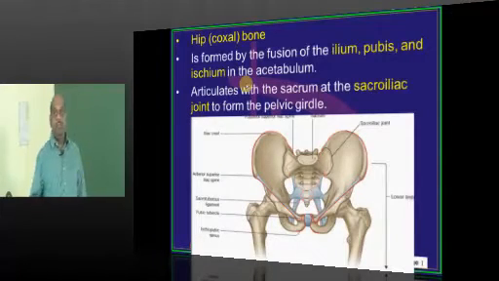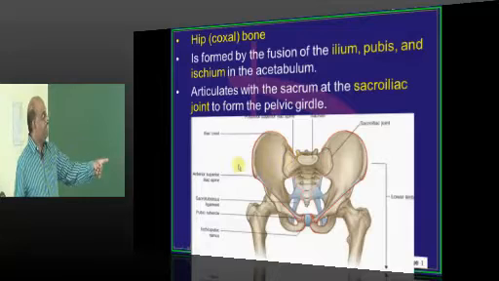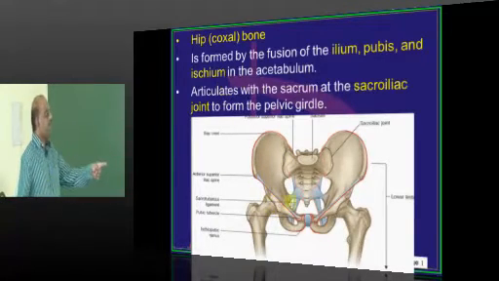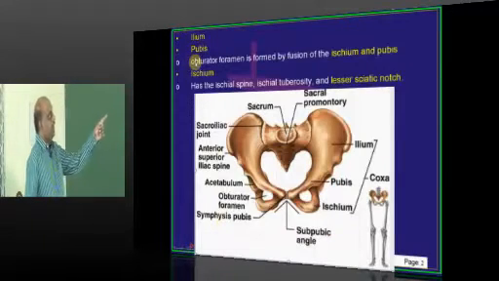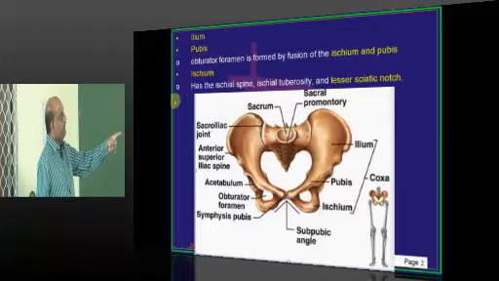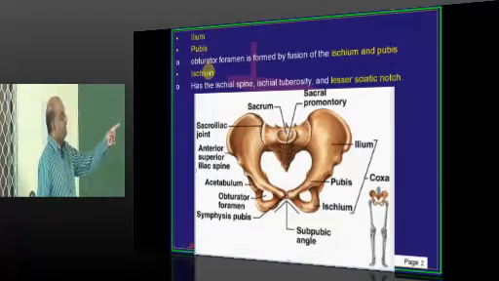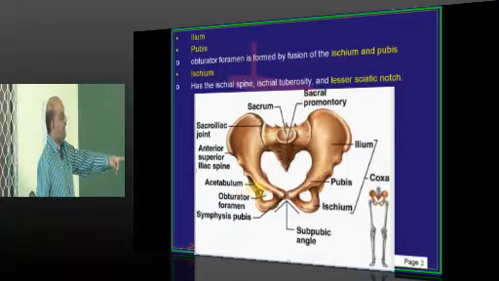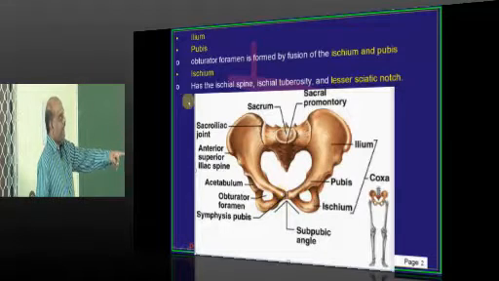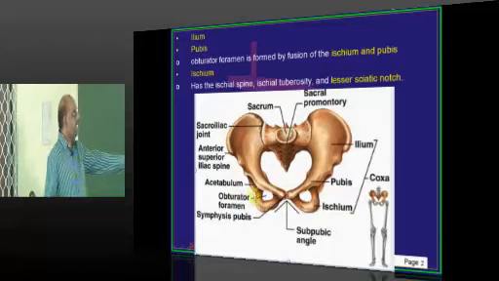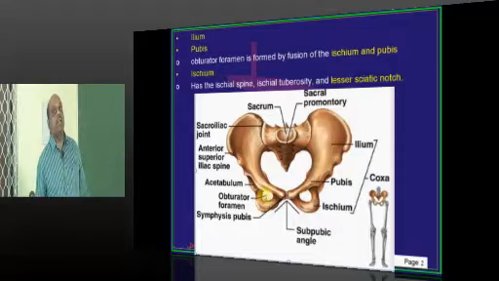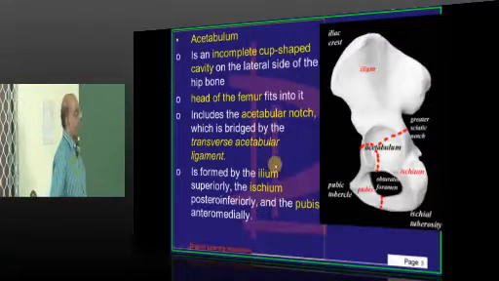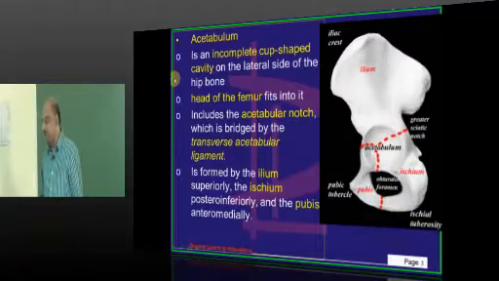So, the hip bone is formed by the fusion of the ilium, pubis, ischium, and typically it articulates with the sacrum at the sacroiliac joint, which needs to be remembered. Typically the obturator foramen is formed by the fusion of the ischium with the pubis. And what is ischium? Ischium basically has one ischial spine, ischial tuberosity, and a lesser sciatic notch as the important landmarks to be remembered. Then what is acetabulum?